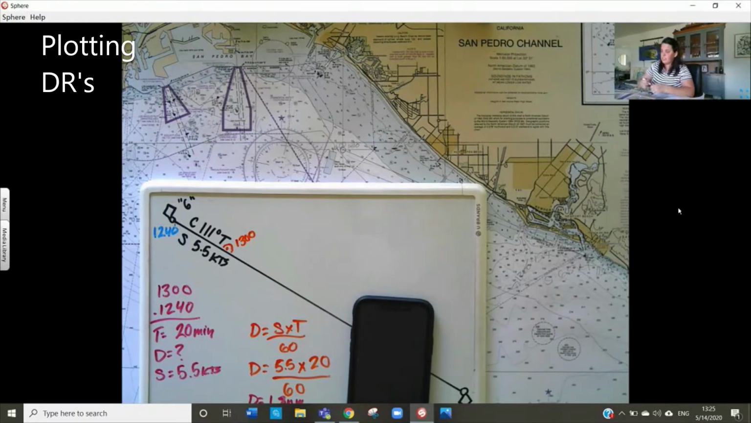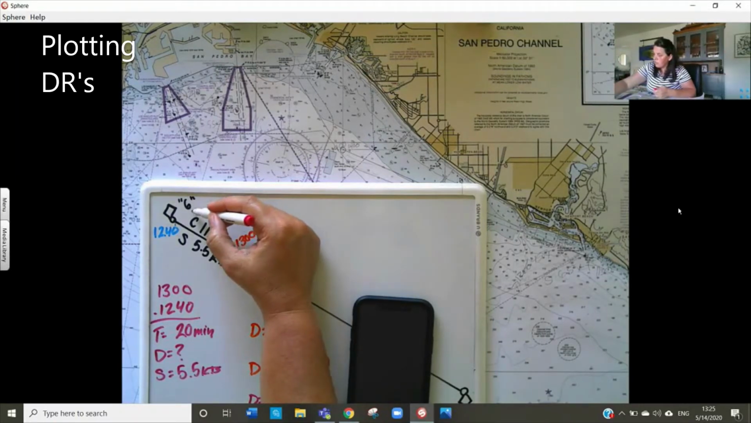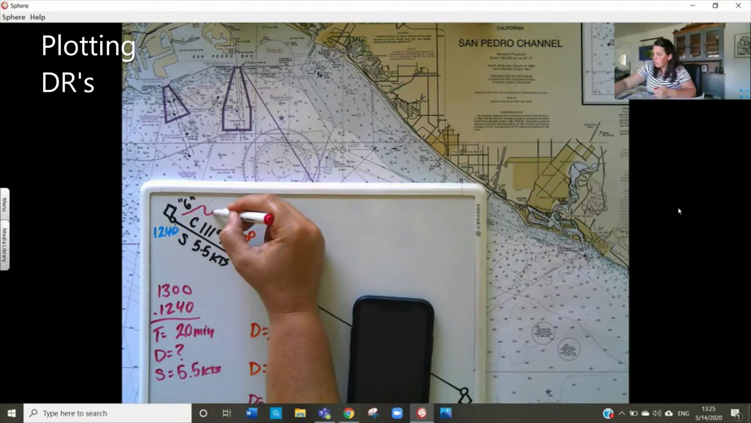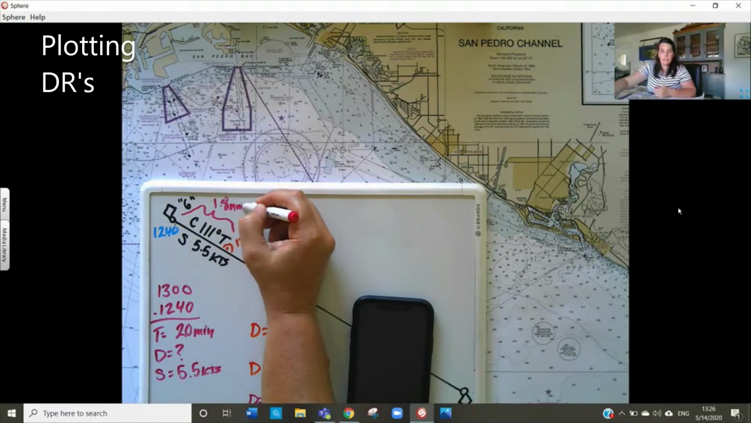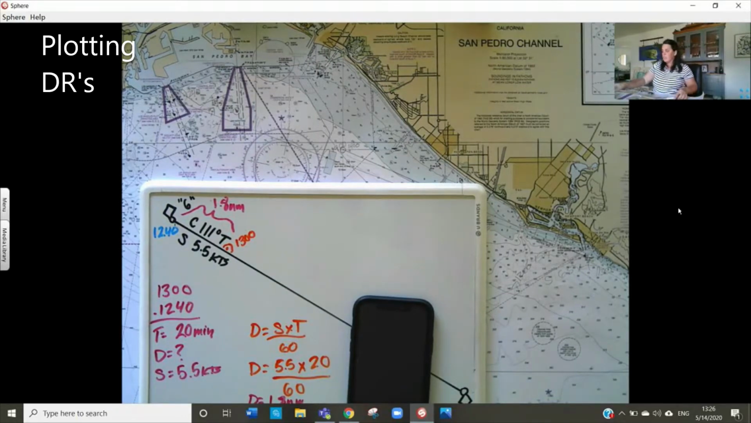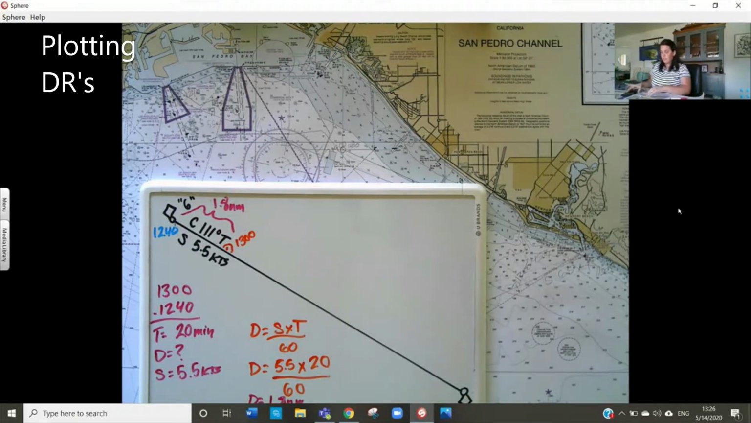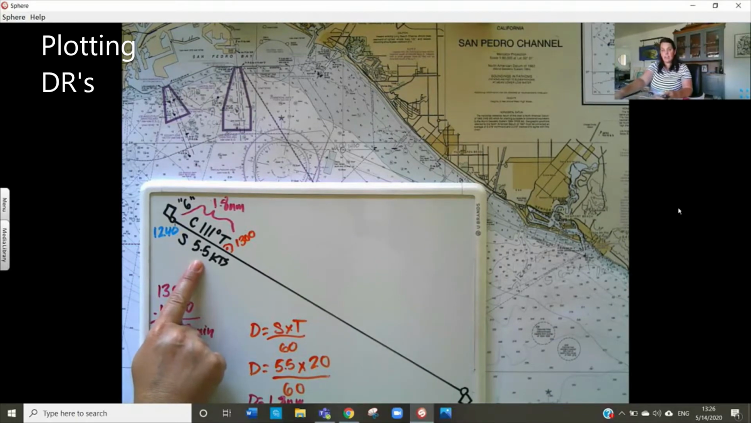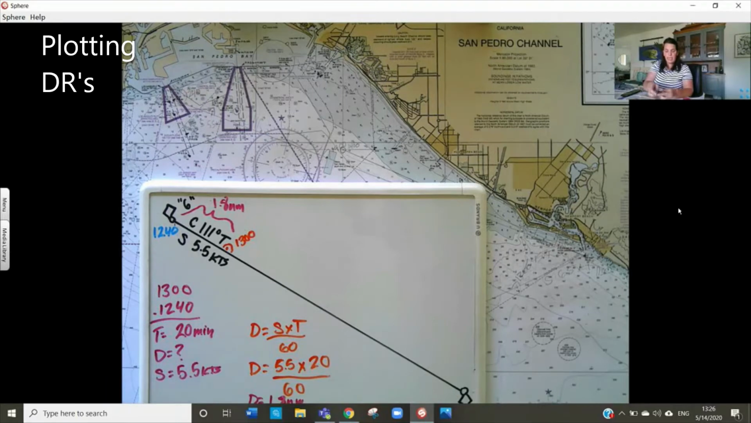So that distance there was 1.8 nautical miles. In order to get our next DRs, we want them to continue on the hour. So if our speed is 5.5 knots, that means we will travel 5.5 nautical miles per hour. So in 1 hour, we'll travel 5.5 nautical miles.